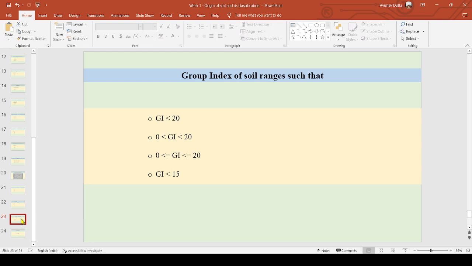I hope you know what group index is, in the HRB classification system. That group index will always be lying between some values, or will be always more than a particular value, or will be always less than a particular value. So that rule is being asked in this question. How is the group index of soil ranged? Is it always less than 20? Is it between 0 and 20, neglecting the values? Is it between 0 and 20, including the values 0 and 20? Is it always less than 15? Clear?